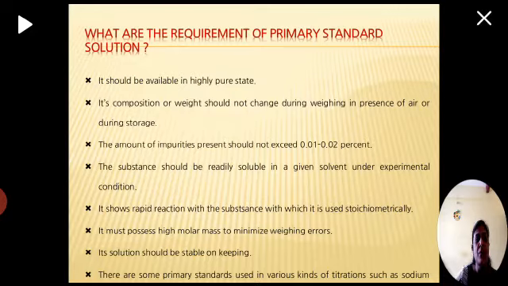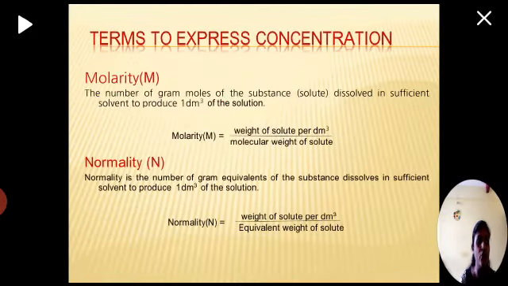There are some primary standards used in various kinds of titrations, such as sodium carbonate, potassium dichromate, silver nitrate, EDTA, sodium chloride, zinc, etc. While going through volumetric analysis thoroughly, we should consider some terms which express the concentration. Which are these? First one is the molarity.